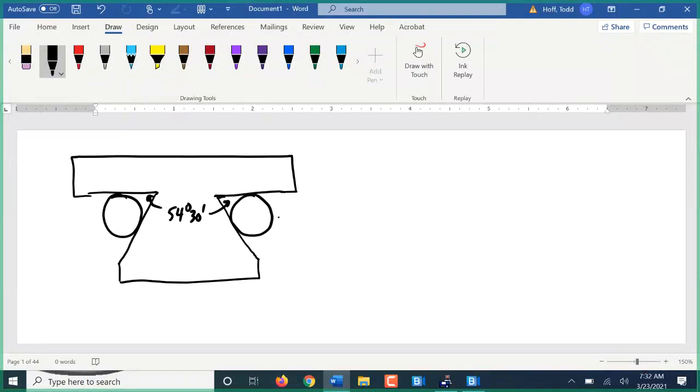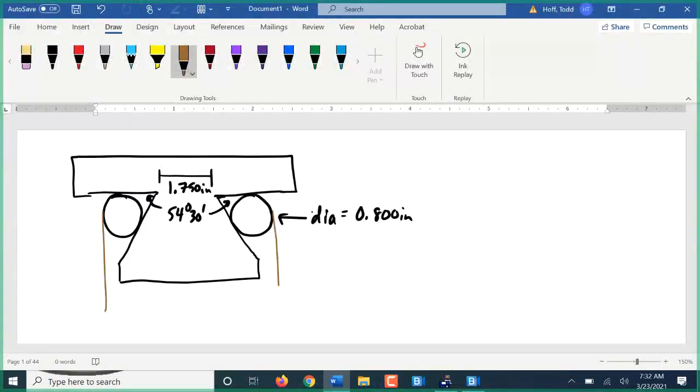Each piece of round stock is going to have a diameter of 0.8 inches. We are going to say that we have a spacing here of, let's call it 1.75 inches. We want to know what's the distance between the outsides of those round stock.